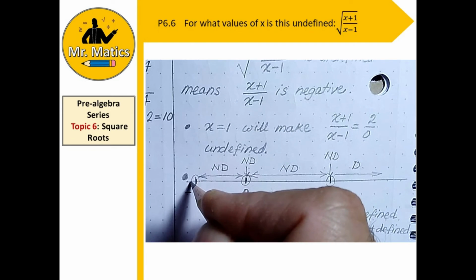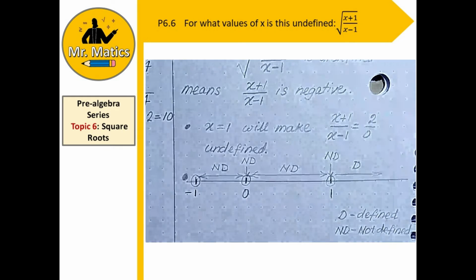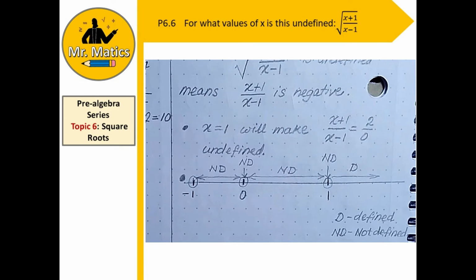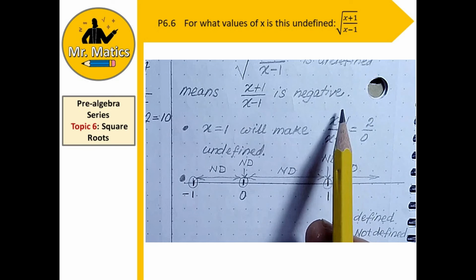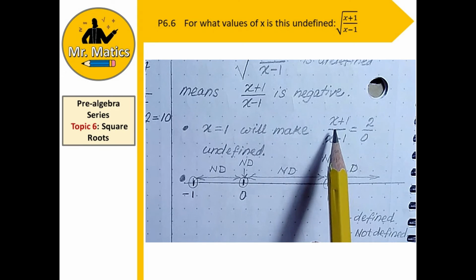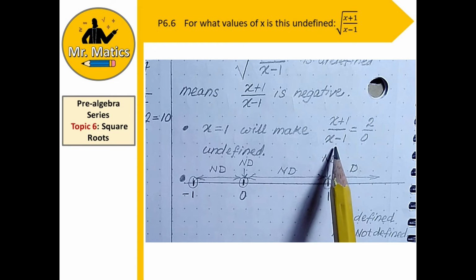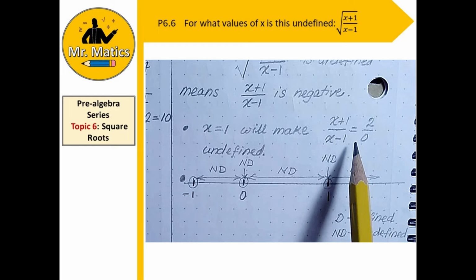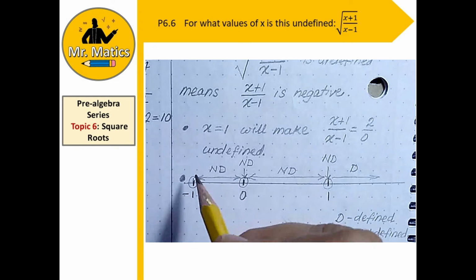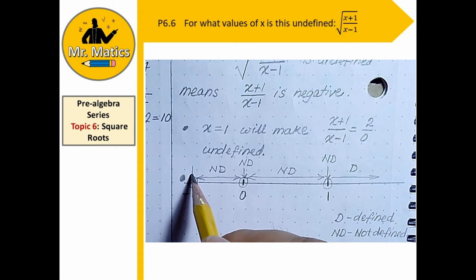Next, check minus 1. Minus 1 will make the numerator 0 and the denominator a negative number. 0 over a negative number is acceptable because the whole thing is 0. So the square root of 0 is defined. That is not a problem. So this now is defined.